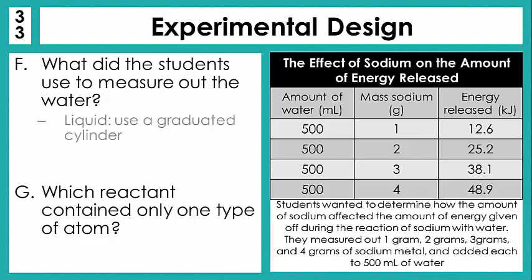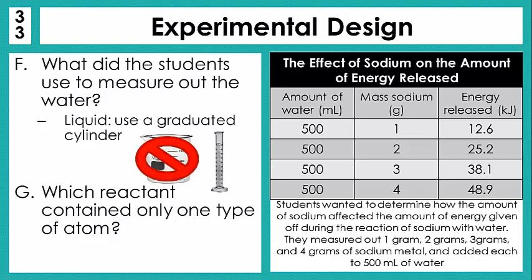What would the students use to measure out the water? If we have a liquid, we use a graduated cylinder. We do not use a beaker. A beaker has lines on it, but those lines are very approximate. They're just printed on there. So a beaker would be for carrying things or holding things, performing a reaction in. But if I need to measure out an exact amount of water, like 500 milliliters, I need to use a graduated cylinder.